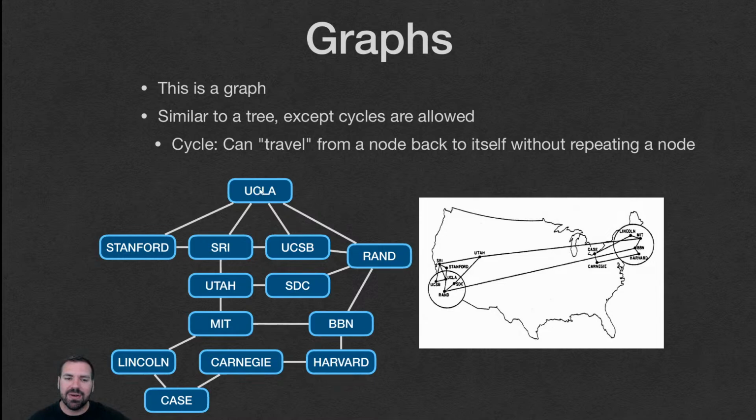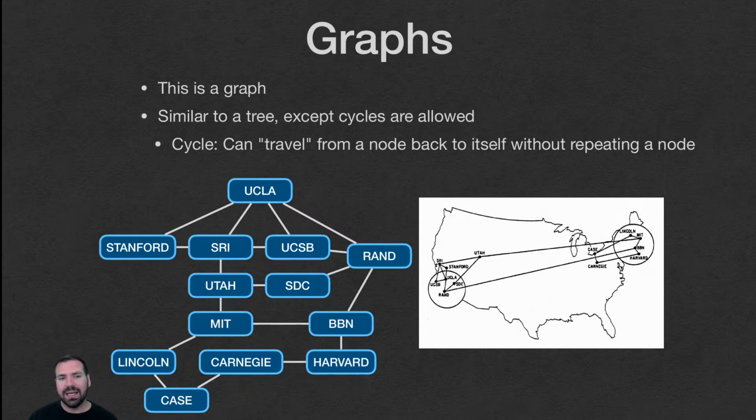So a cycle is where you can get from one node to that node again without repeating an edge, I should say, without repeating an edge more than once. So we can get from UCLA to Stanford to SRI and back to UCLA. That's a cycle in our graph. Trees cannot have cycles. So once we have this cycle, which is the struggle that we had representing this as a tree, this cannot be represented using a tree.